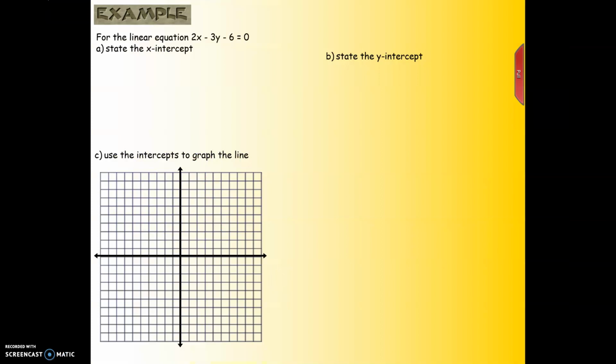Alright, so for the linear equation 2x minus 3y minus 6 equals 0, state the x-intercept, state the y-intercept, and then graph the line. So this is method 3 of using your x and y-intercepts. In order to solve for your x, y-intercepts, you need to plug in 0 for one variable and solve for the other. So here, if I wanted to state the x-intercept, anything that falls on this x number line, the value for y is 0. So if I plug in 0 for y, I will solve my x-intercept.